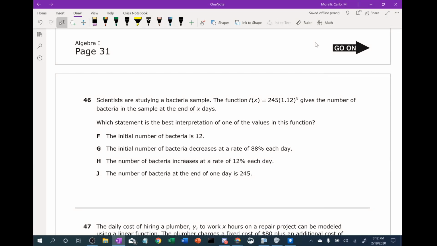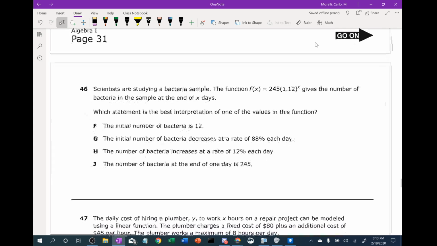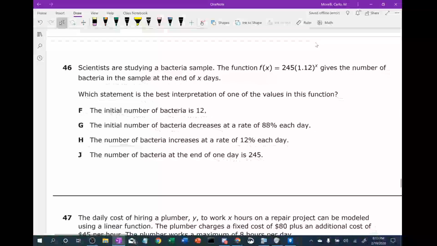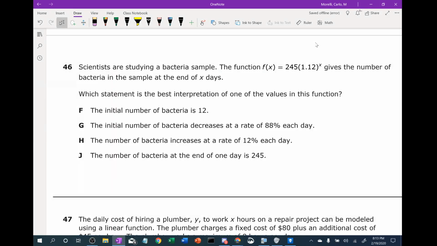Oh, this is a good one. Scientists are studying a bacteria sample. The function f of x equals 245 open parentheses 1.12 close parentheses raised to the x gives the number of bacteria in the sample at the end of x days. Which statement is the best interpretation of one of the values of this function?